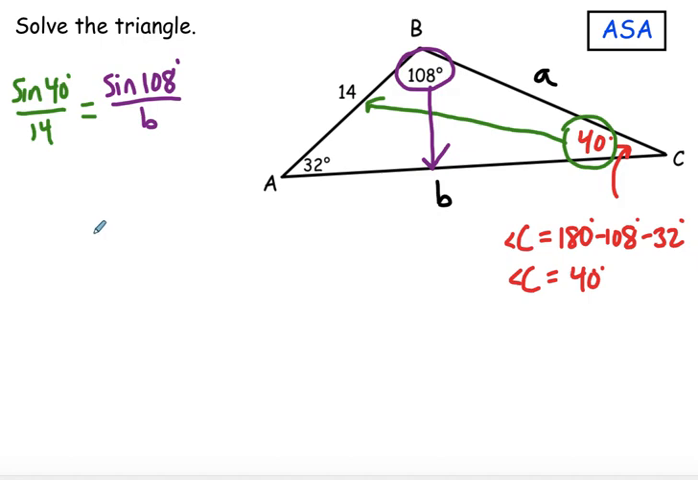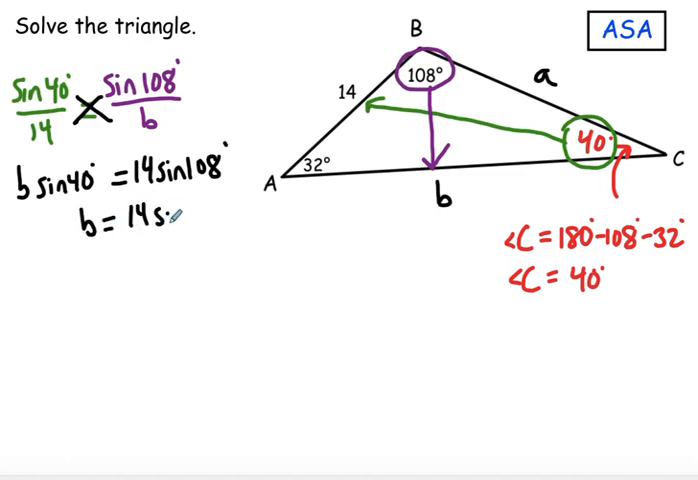Okay, and we're going to cross multiply. So B times sine of 40 equals 14 times sine of 108. And in order to get B alone, we're going to have to divide by sine of 40.